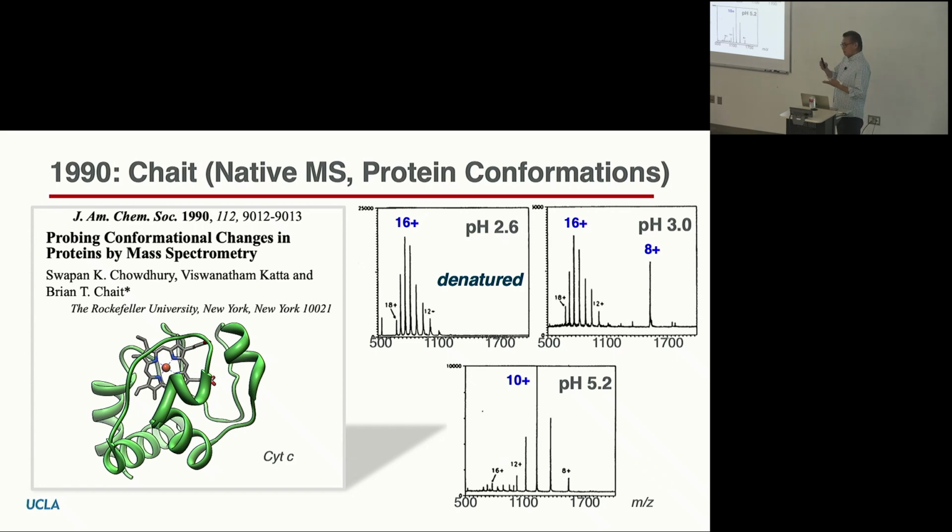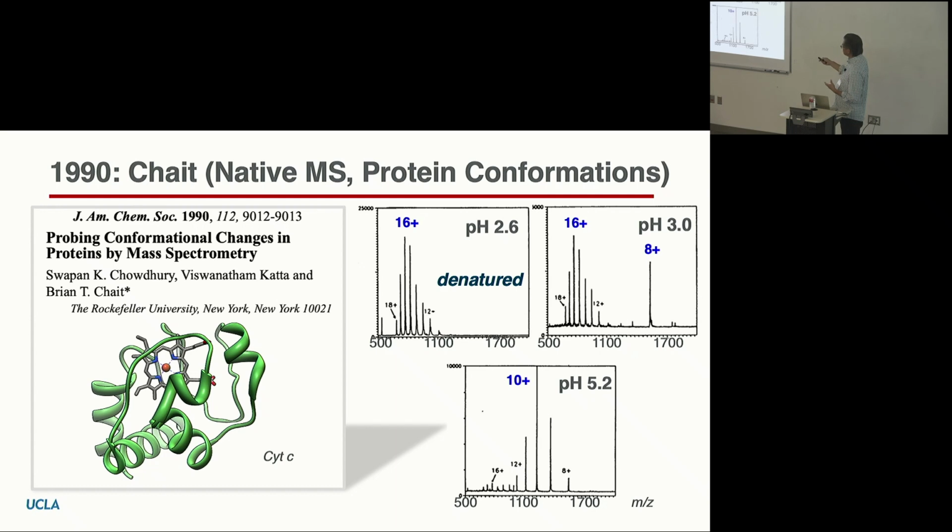So remember that John Fenn developed electrospray ionization in the middle to late 80s, right? And so by 1990, people were investigating electrospray ionization for protein measurements. In 1990, this group at Rockefeller University, Brian Chait, had shown that if you took a simple protein like cytochrome C, just a single chain protein with a heme covalently bound, and electrosprayed that under different pH conditions, you get different charge distributions.